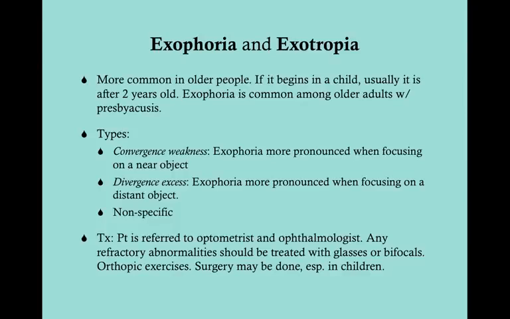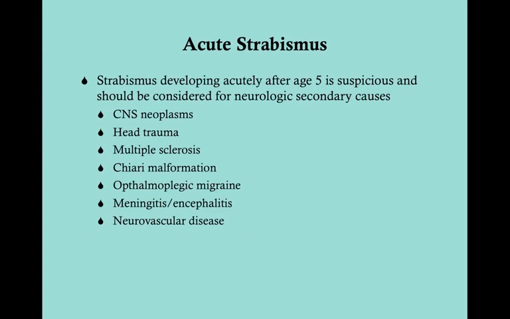Any refractive abnormalities should be treated with glasses or bifocals. There are orthoptic exercises that can be done with esophoria, esotropia, exophoria, and exotropia, and surgery can be done, particularly in children, because there's something that we're really concerned about that any kind of strabismus can cause, and it's permanent damage, and we want to prevent that from happening.